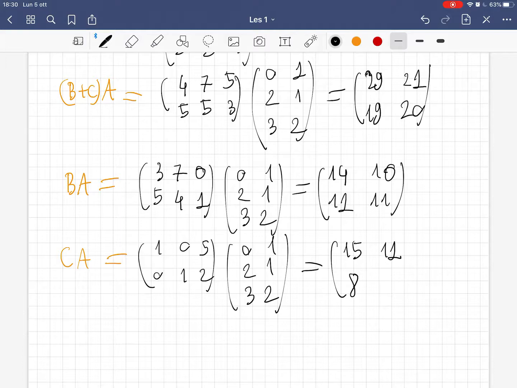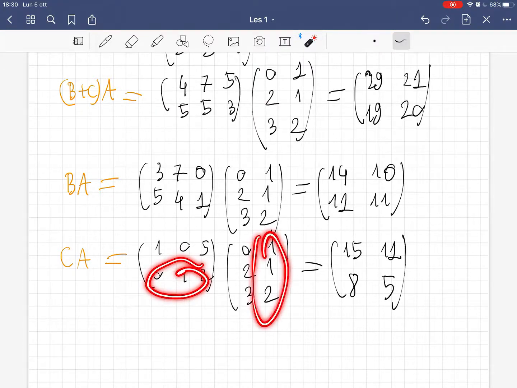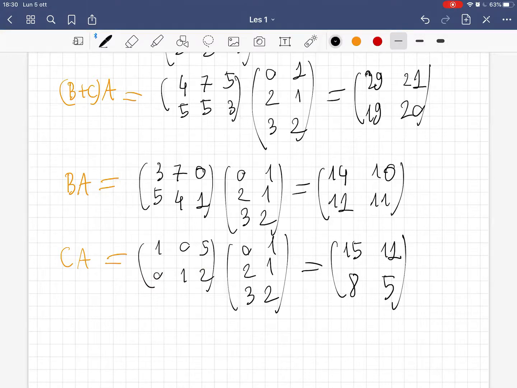There's probably something wrong up there. Okay, I think this is it. This times this. Okay, 0 times 1, 1 times 1. This is correct. So there's an error here probably.